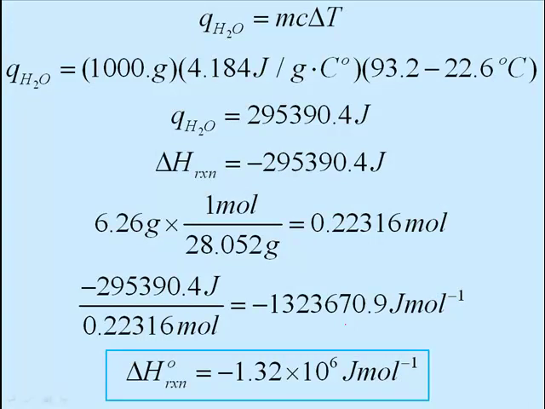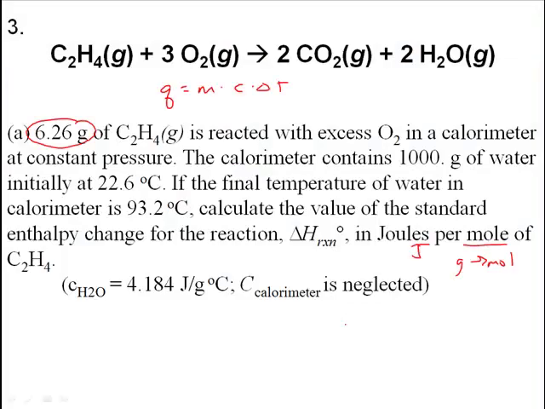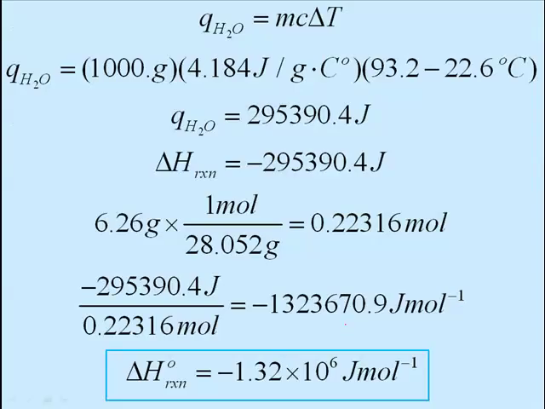We got this. This is the negative value of that. Then we have to convert the 6.26 to moles. Where do we get this number from? Molar mass. Very good. Periodic table, molar mass of C2H4. And then we take this number and divide it by the moles. That gives us the joules per mole. And if it wanted the answer in joules per mole, that's all we had to do. And it's per mole of C2H4 because that was the fuel.